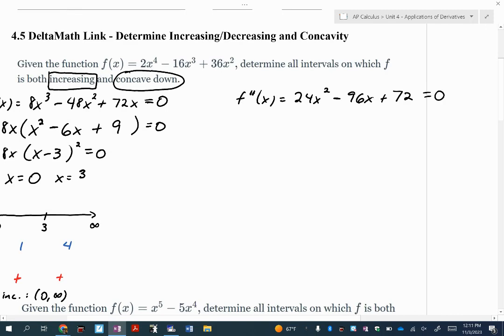Plus 72. Okay. Set it equal to 0. We can take out a 24. So x squared minus 4x plus 3. Now, do I care about that 24? No, not really. Factors of 3 that add to negative 4. They're both negative. Nice.